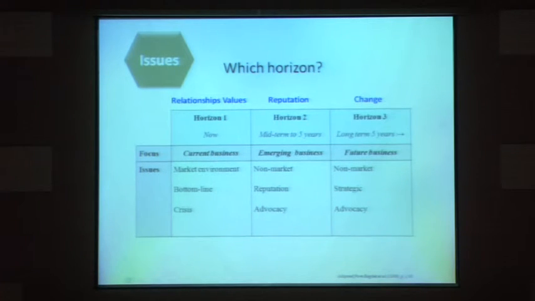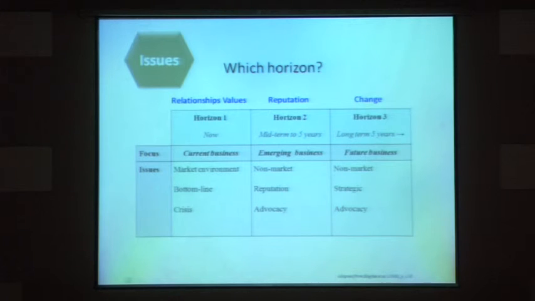Horizon 1 is what's happening in our current business. Here's where marketing communication directly applies to our organisation. It's about the bottom line and it's about dealing with a crisis. Horizon 2 is about emerging businesses.